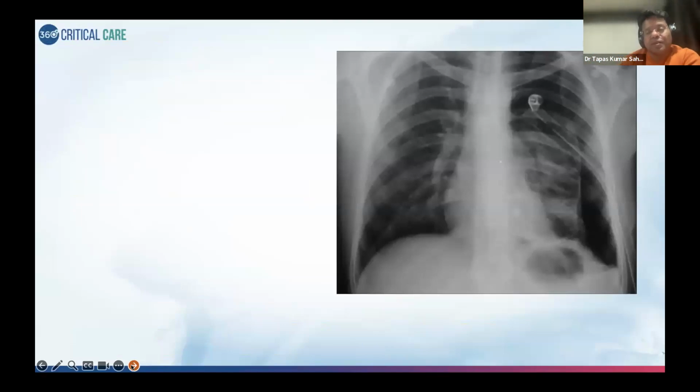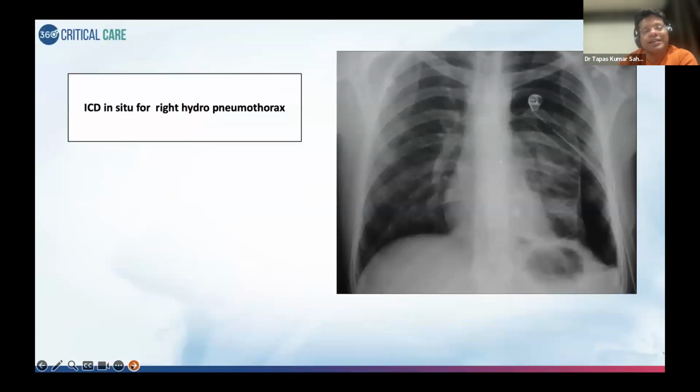Now the second one, you have to answer it smartly. ICD in situ for right hydropneumothorax. Is there any problem? Now I am giving you the clue itself. ICD in situ for right pneumothorax. Oh, it is left pneumothorax. Yeah, sorry, it is left. Is there any problem, or am I just sharing with you the answer? Okay. Can you explain in a little more detail?